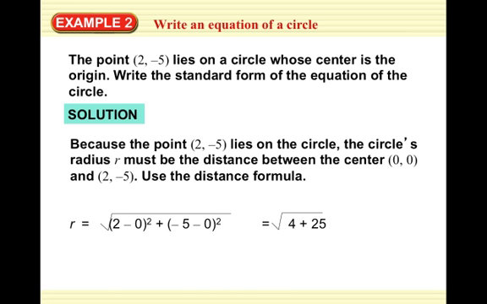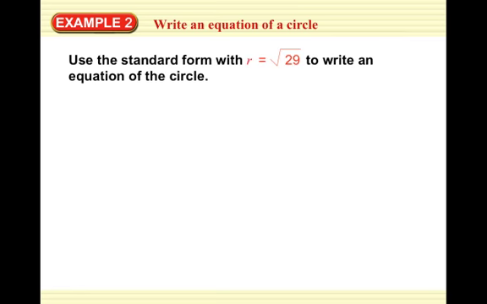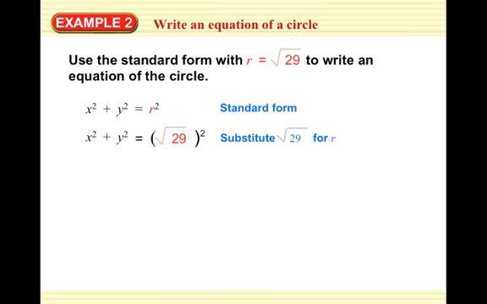So we're going to have the square root of 2 squared, which is 4, plus 5 squared, which is 25. We have to add before we can take the square root. So 4 plus 25 is 29, the square root of 29. So the radius is the square root of 29. Now we're going to have x squared plus y squared equals r squared. We're going to substitute the square root of 29 for r, so x squared plus y squared equals the square root of 29, squared. The square and square root will cancel, and we get x squared plus y squared equals 29.